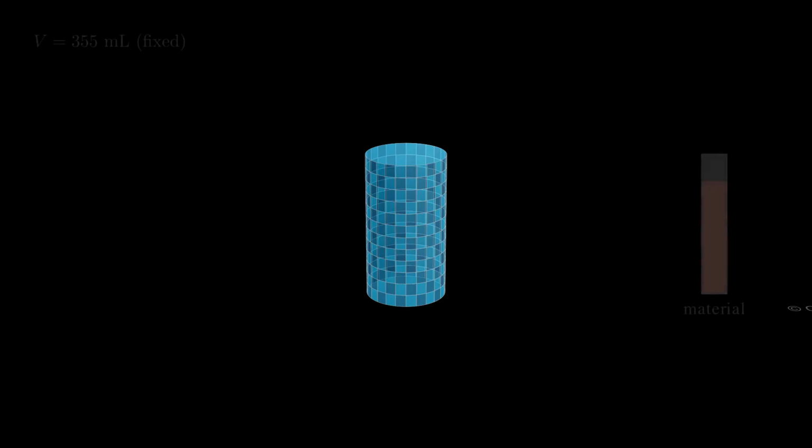Next, let's flip the question and use derivatives to minimize instead of maximize. A can must hold 355 milliliters, a standard soda. What shape uses the least metal?